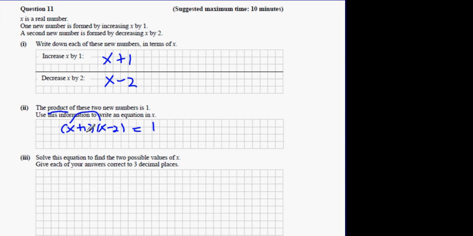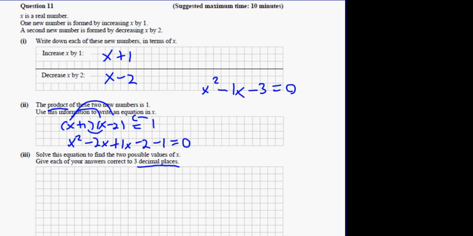So then we're going to multiply it out. We're going to get x squared minus 2x plus 1x minus 2. And then bring over the 1 and we get minus 1 equals 0. We're going to get x squared minus 1x minus 3 equals 0. Solve this equation to find two possible values of x. Give each to 3 decimal places.